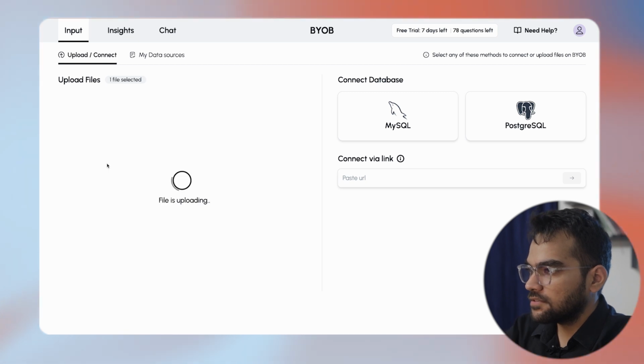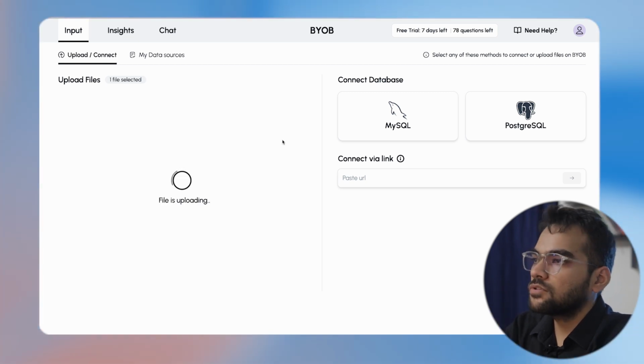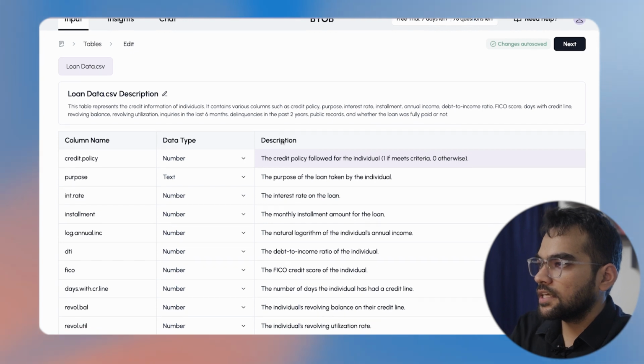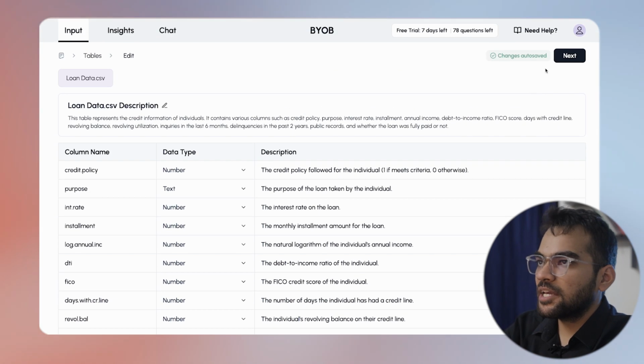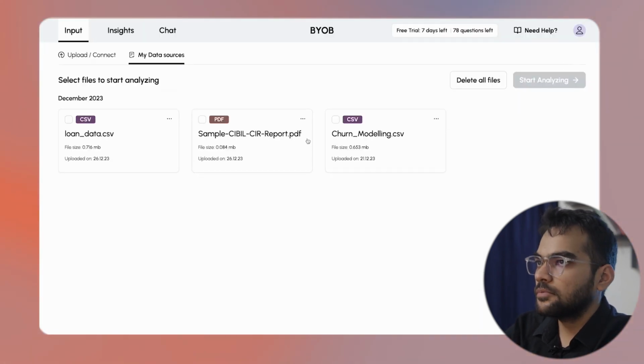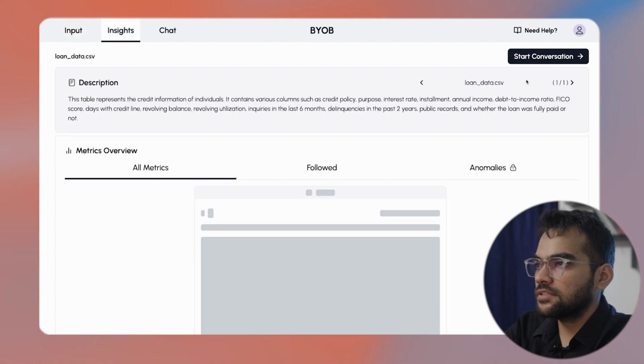Once I click on submit, BYOB tries to autofill some of the information about what each of these columns is supposed to contain. So let us start by conversing with this data. I'll go to my data sources, loan data, and start importing, and let's just start the conversation.